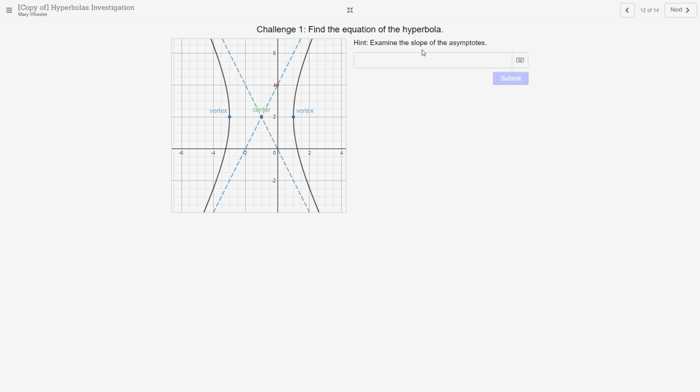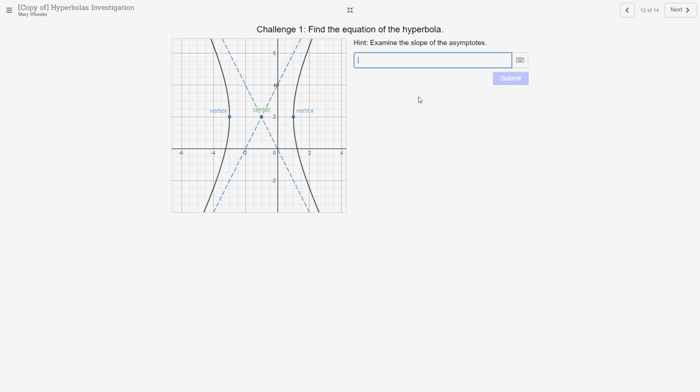Examining the slopes of those asymptotes. Well, here, it looks like I'm going up 1, 2, 3, 4 over 2, so 4 over 2, up 4, left 2, so negative 4 over 2, so it looks like positive 2 and negative 2. Rise over run. So I want to find those equations. I should have looked at that a little bit closer.